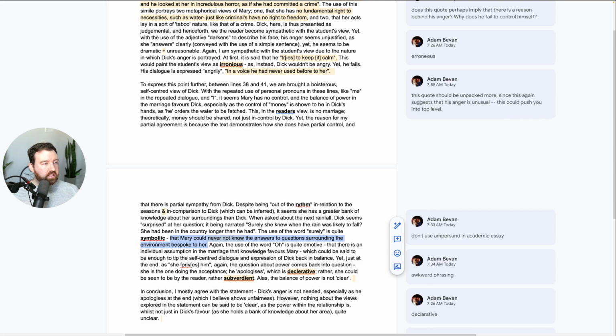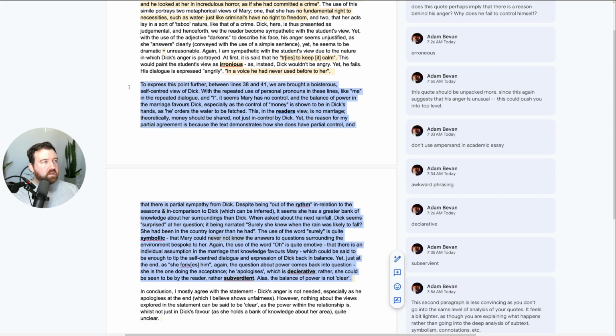Yet just at the end, as she forgives him, again the question about power comes back into question. She is the one doing the acceptance. He apologises, which is declarative. Rather, she could be seen to be, by the reader, rather subservient. Alas, the power balance is not clear, or the balance of power is not clear.